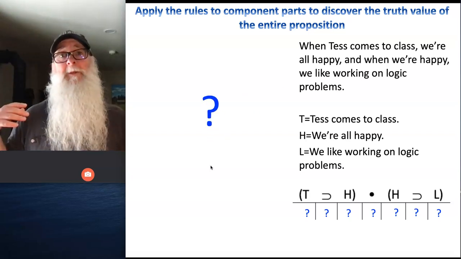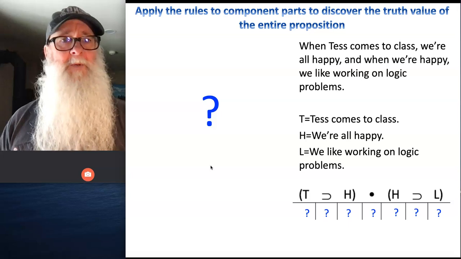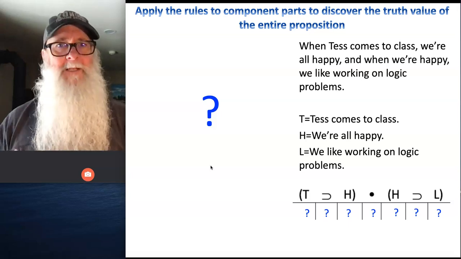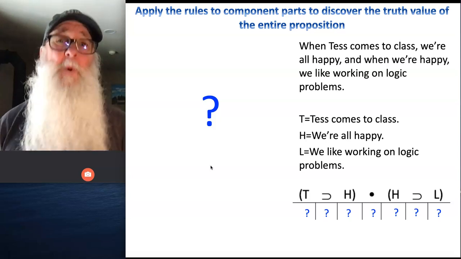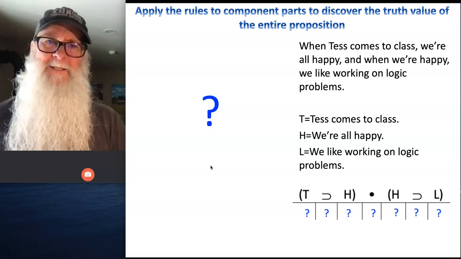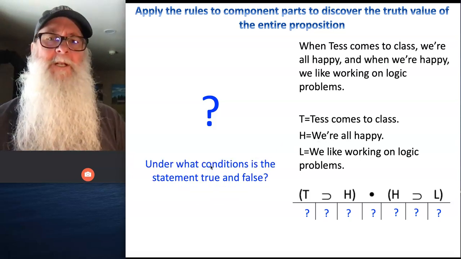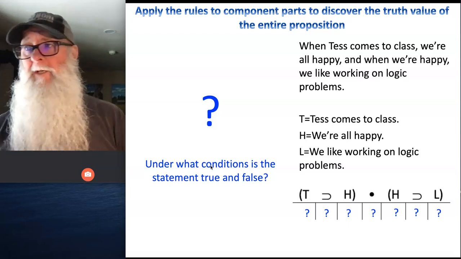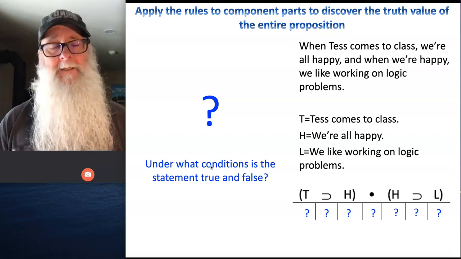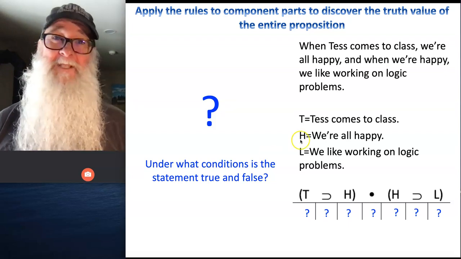And we're really just left with a big question, right? Somebody says to us, when Tess comes to class, we're all happy. And when we're happy, we like working on logic problems. And we don't know whether that statement is true or false. And we have no way of figuring out whether or not that statement is true or false. And that raises a question for us. Well, what would be the conditions under which this statement would be true and under which this statement would be false? And that's what we're going to focus on in this thought primer. We're going to focus on a concept called truth tables, and it's going to be some serious fun.